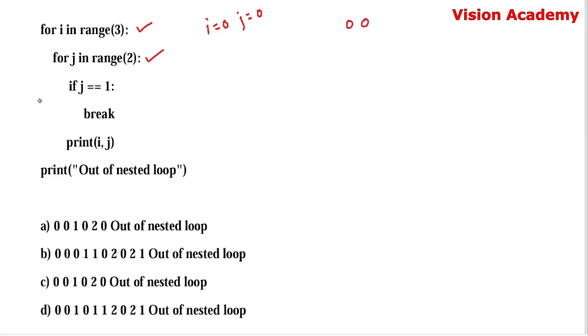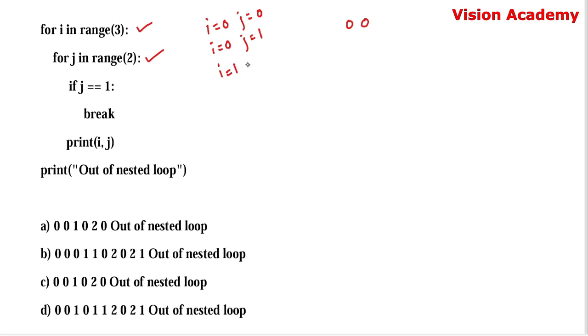Next, the control transfers to the inner for loop by incrementing the value of j by 1. i value remains the same, that is 0. Now j value will get incremented by 1. Now it is 1. So here j is 1. 1 is equal to 1. Yes, the condition is true. Once the condition is true, it breaks out. It is not going to print the value of i and j. The inner for loop will be exited. Control transfers to the outer for loop by incrementing the value of i by 1.